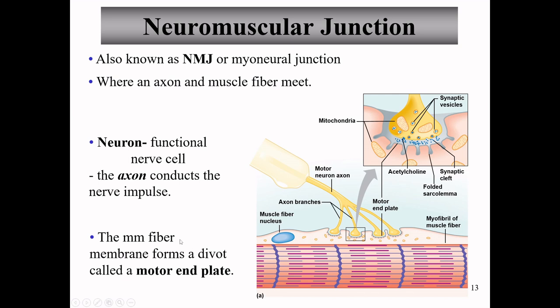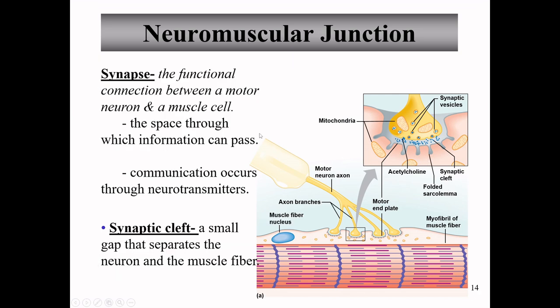Now, the muscle fiber membrane itself, that sarcomere, forms a divot we call the motor end plate. And we can see that in the picture. See how we've got that neuron, the end of our neuron, our axon specifically, popping down into the muscle, but there's a little divot in the muscle for that neuron to fit into to make it easy to transfer the signals from our nervous system to the muscular system.